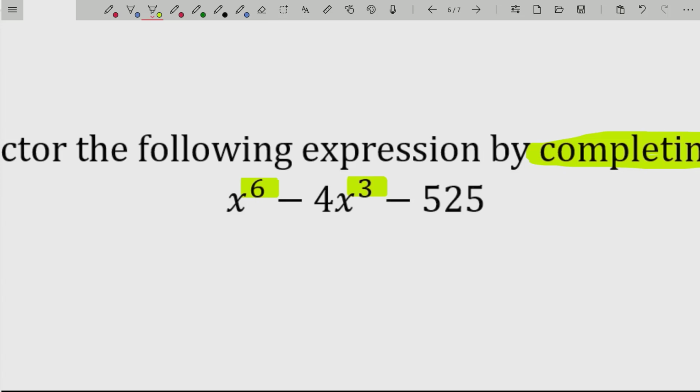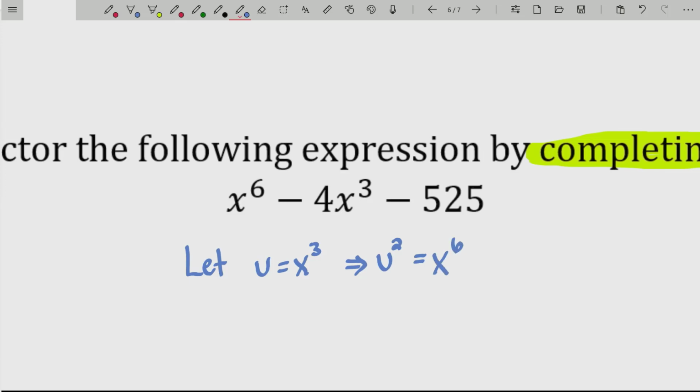It's a quadratic-like expression. And so what we're going to do, if you want to, you can always say, I'm going to let u equal x cubed so that u squared can take the place of x to the sixth. You could totally do this.